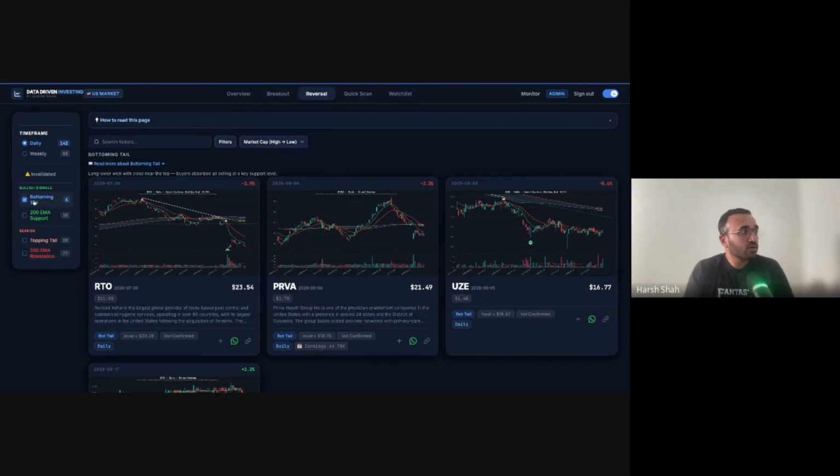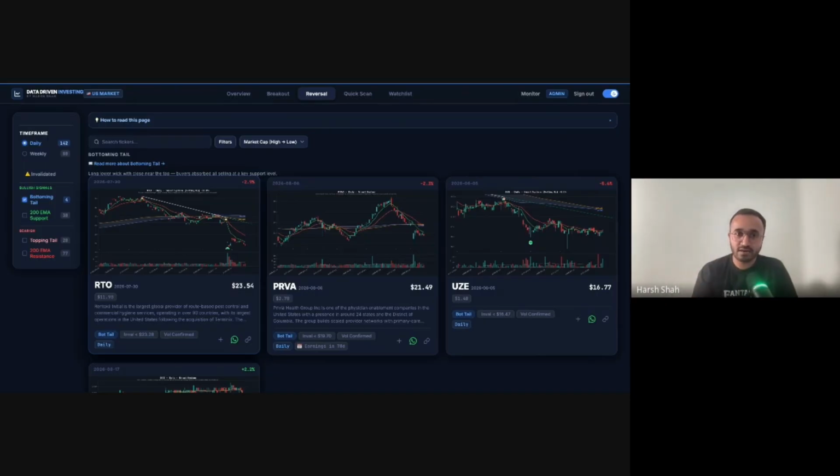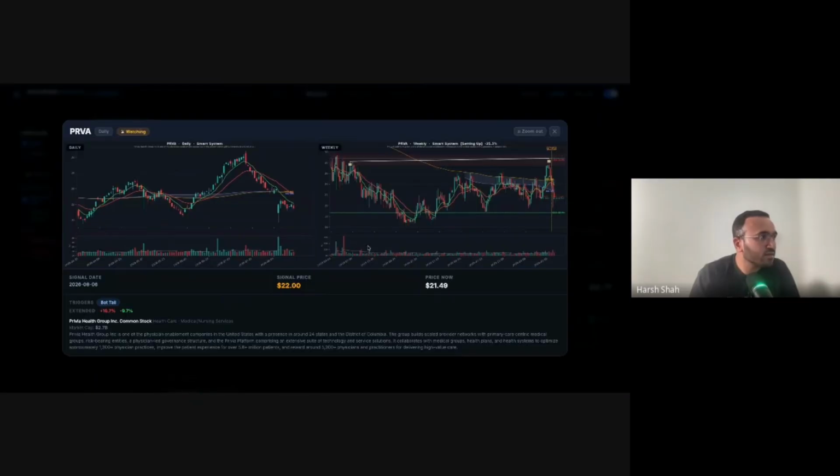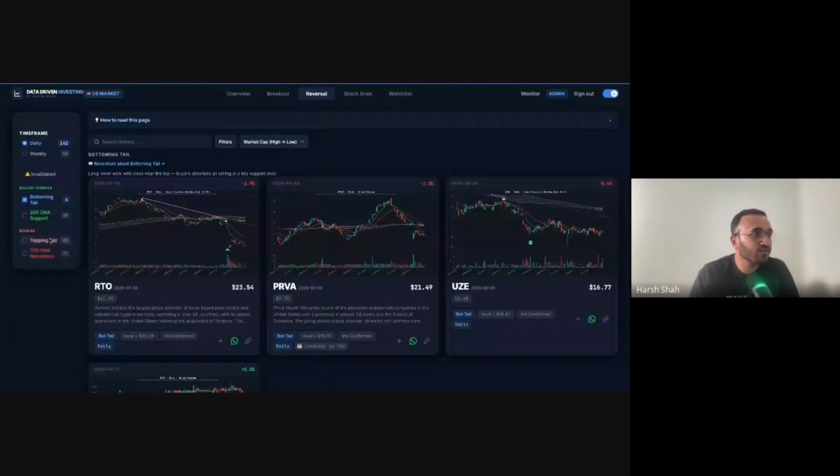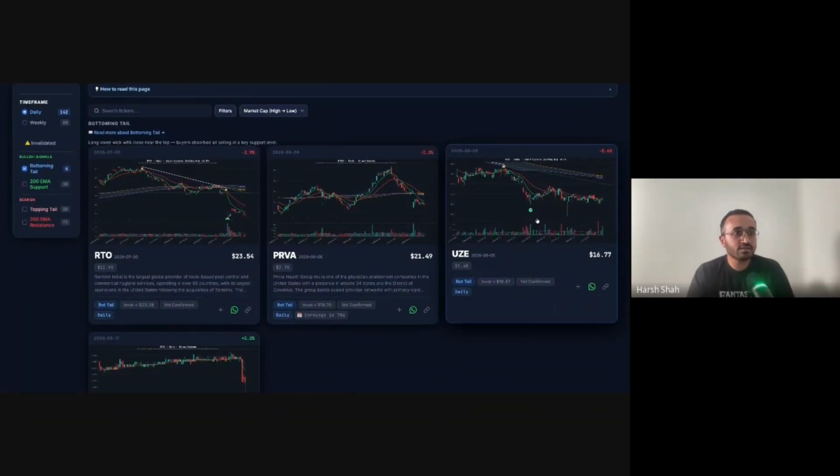So if I go to the reversal scanner, as we discussed, we have bottoming tail. Here it tries to find all the stocks that are forming bottoming tails today. This scanner runs every day after market close, and it gives me alerts on what is happening on any stock. And here I know for RTO, the bottoming tail was formed right here. I don't see it for this one. I think this might be a false positive. But for this one, it's right here.